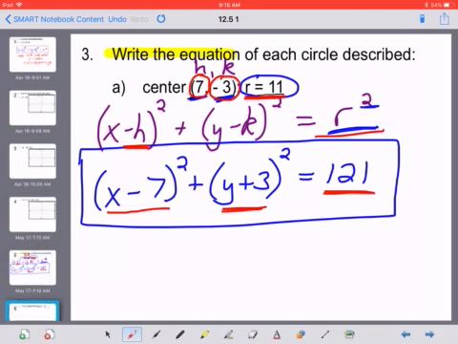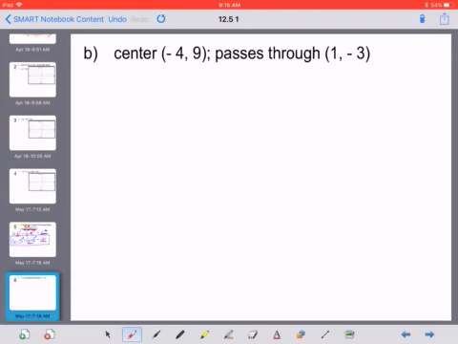All right, let's move on to the next one here. Okay, it gets a little bit more complicated now. They don't always give you the center and the radius. In this case, they've given you the center of the circle, and they've also told you a point that is on the circle itself, or a point that the circle passes through.